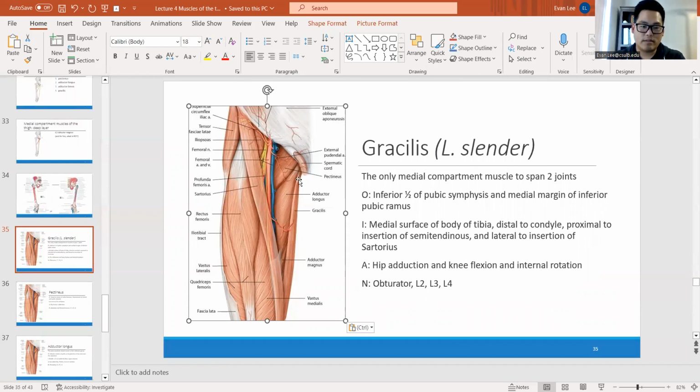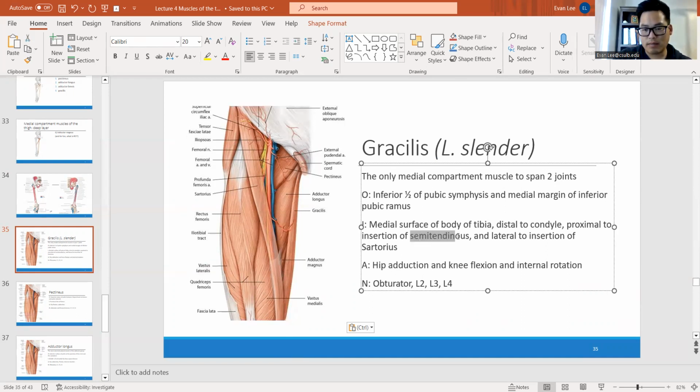So the gracilis is going to go from the hip down across the hip joint and then even across the knee as well. It originates near the pubic symphysis up here, and then goes down across the hip joint, across the knee joint, and inserts onto the medial side of the tibia. It's actually going to insert very close to where the semitendinosus as well as the sartorius insert. So that's another thing to look for regarding the gracilis.